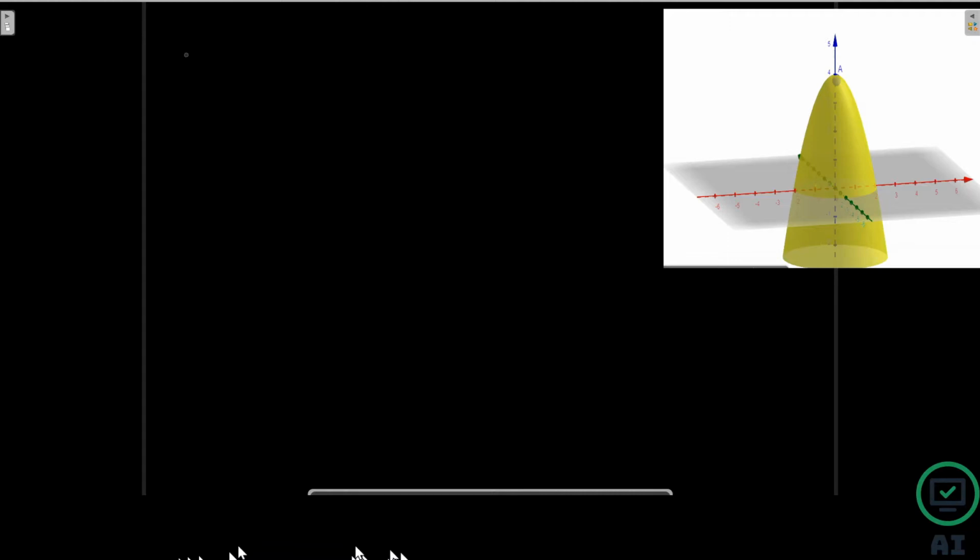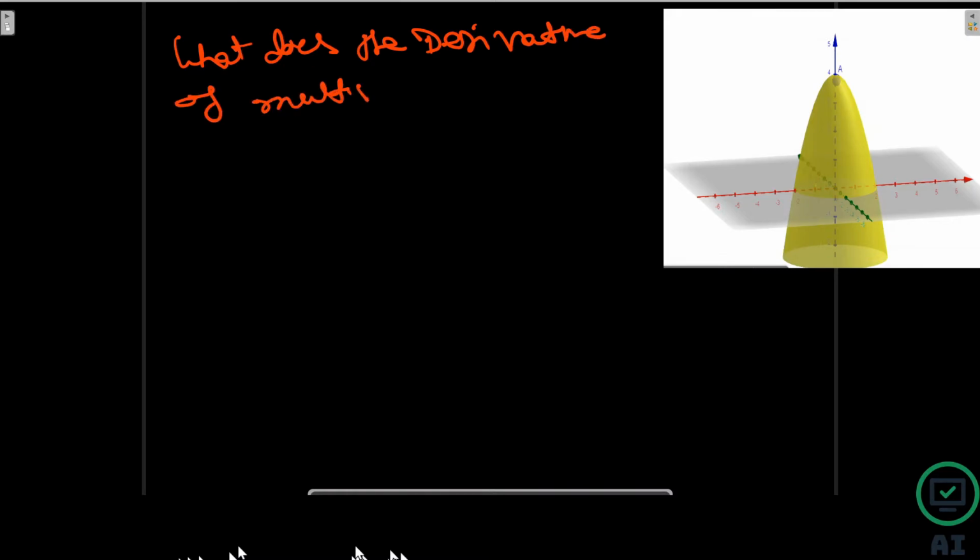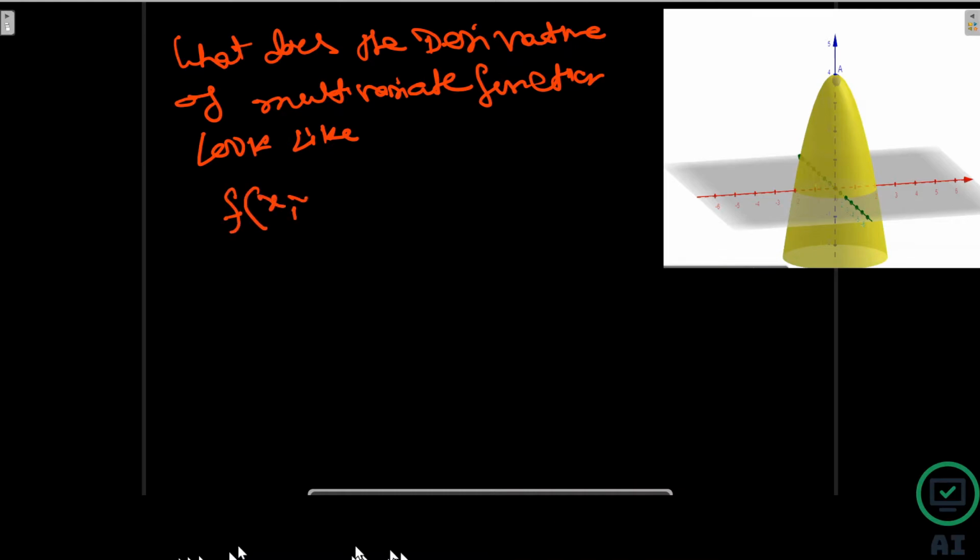So what does the derivative of a multivariate function look like, which we have already discussed? So the multivariate function will be f(x, y), where we have x and y independent variables, is a function in R3. It's a three dimension.